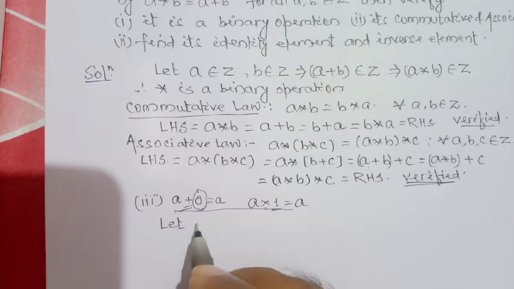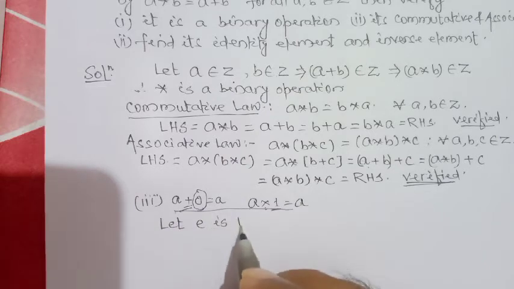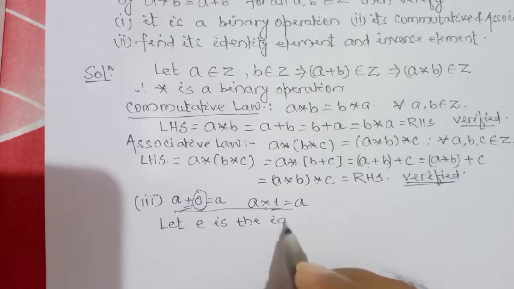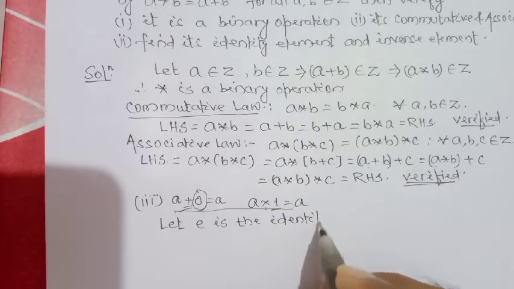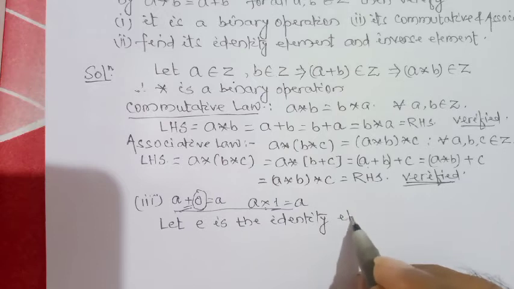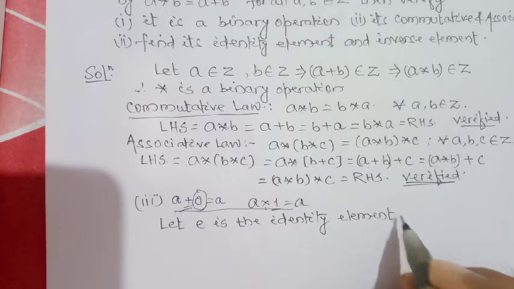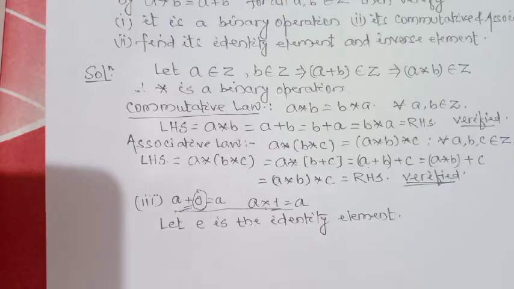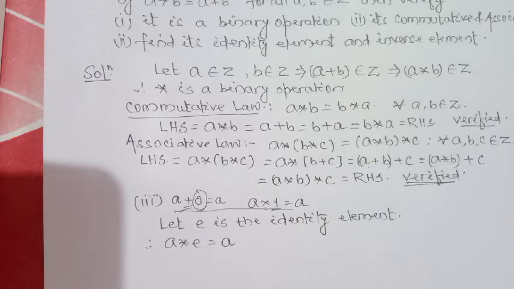Let E be the identity element. Then according to the definition of identity element, we have A star E is equal to A. In that case, we have to find the value of E, where E is the identity element.